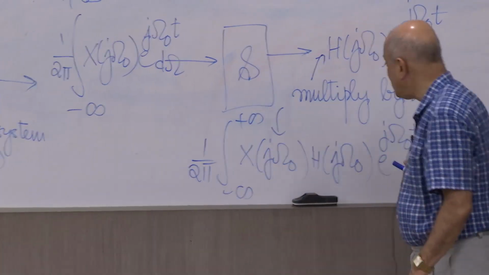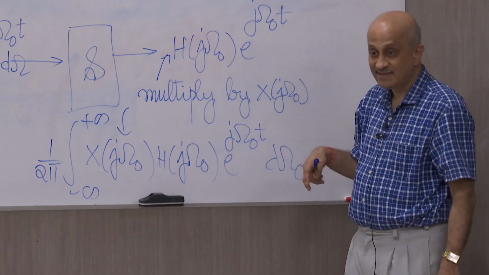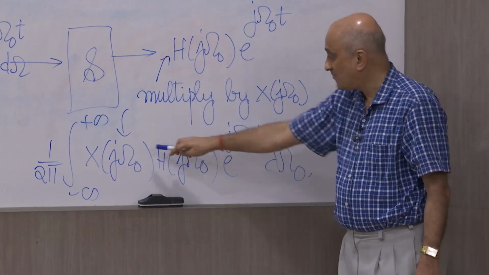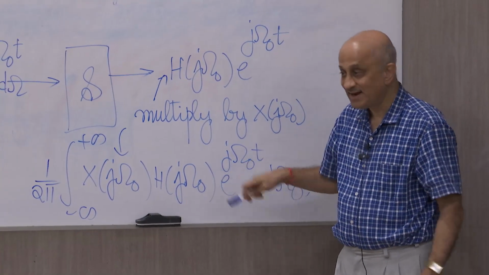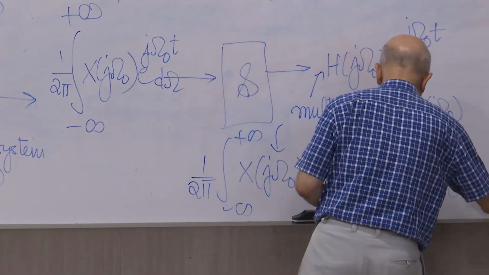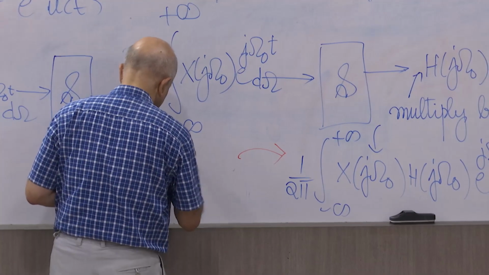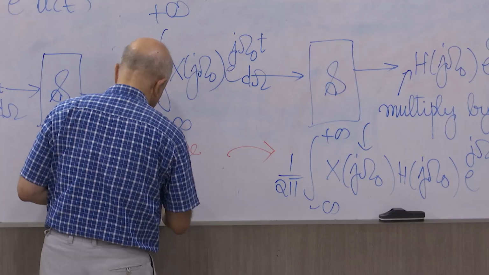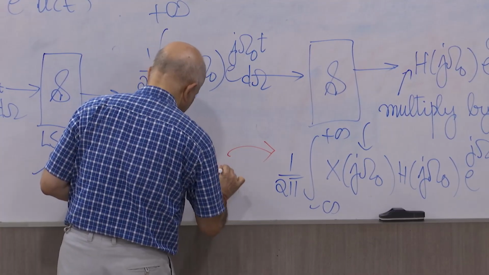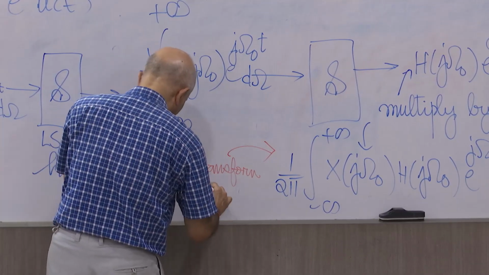Now, look at this carefully. Does this look like an inverse Fourier transform? Yes, it does. Inverse Fourier transform of what? Of this product. Is that right? So, this is effectively the inverse Fourier transform of the product.